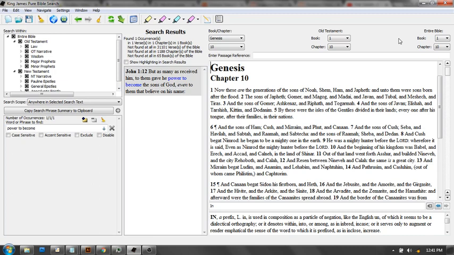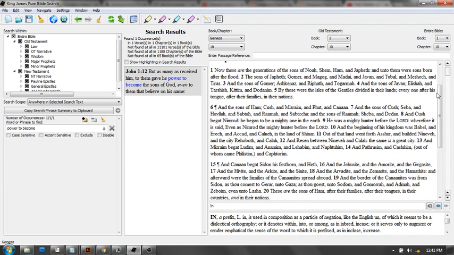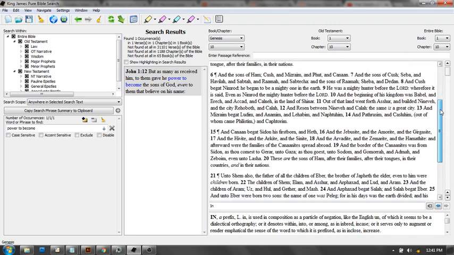And Mizraim begat Ludim and Anamim and Lehabim and Naphtuhim and Pathrusim and Casluhim, out of whom came Philistim and Caphtorim. Excuse my pronunciation, this is not my language, so forgive me, I'm sure I'm pronouncing it wrongly, but please excuse that. Verse 15. And Canaan begat Sidon, his firstborn, and Heth, and the Jebusites, and the Amorites, and the Girgashites, and the Hivites, and the Arkites, and the Sinites, and the Arvadites, and the Zemarites, and the Hamathites. And afterwards were the families of the Canaanites spread abroad.